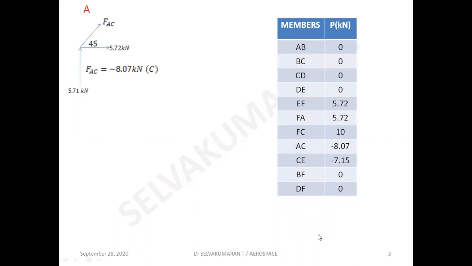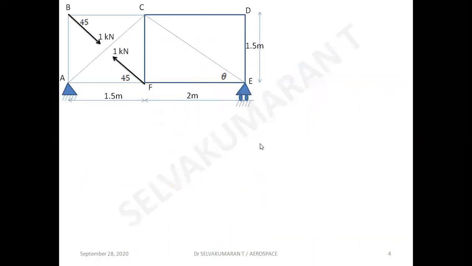Then prepare a tabular column. One column for members, all the members, and another column for member forces in all the members, which you have calculated so far. And since we removed the members DF and BF, you have to put the value as 0. Now, I told you we have removed two members, right? So that the structure becomes statically determinate.